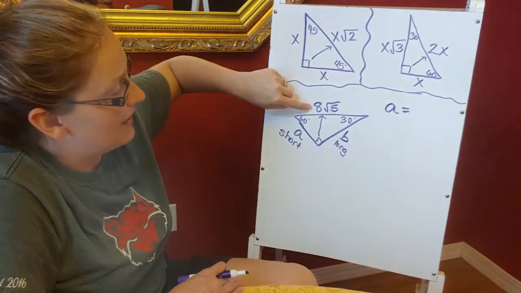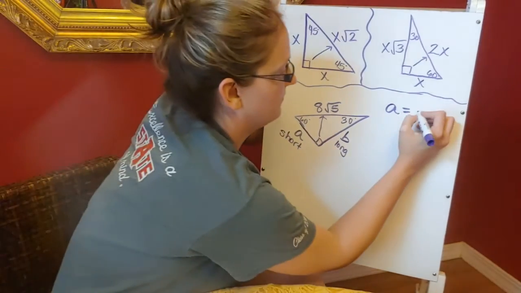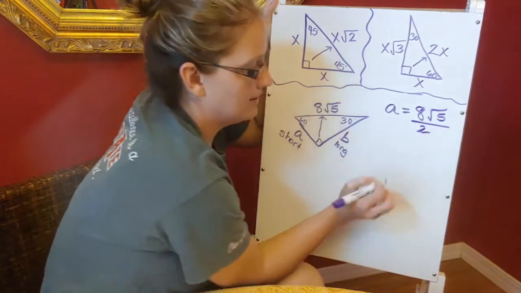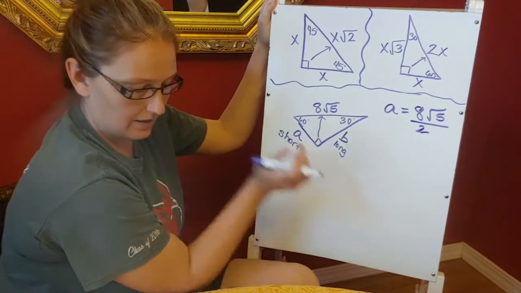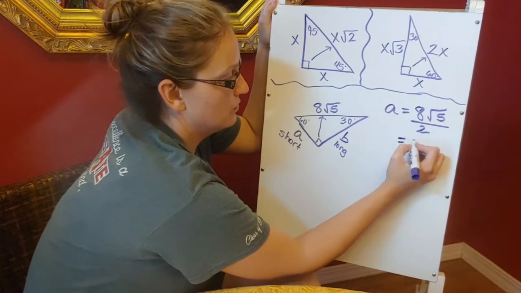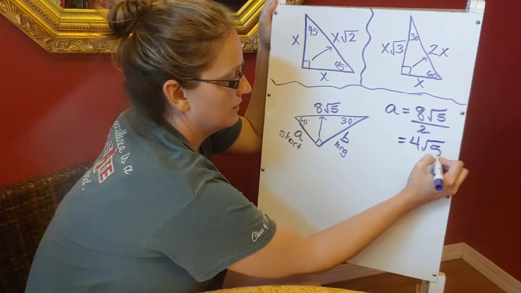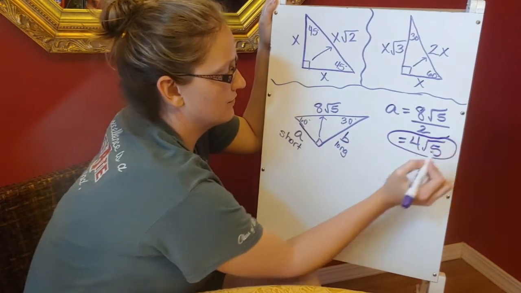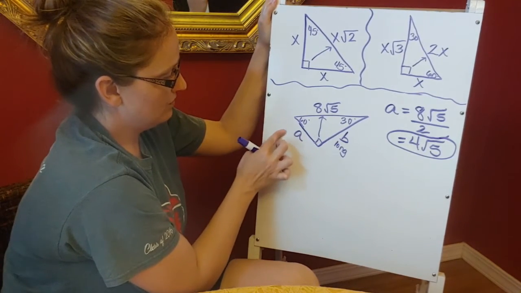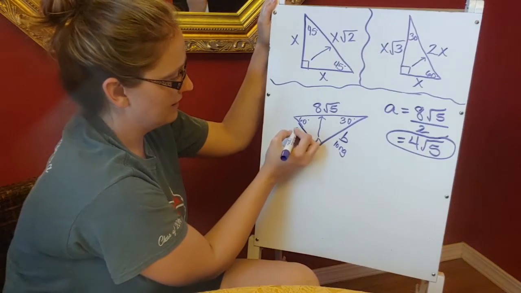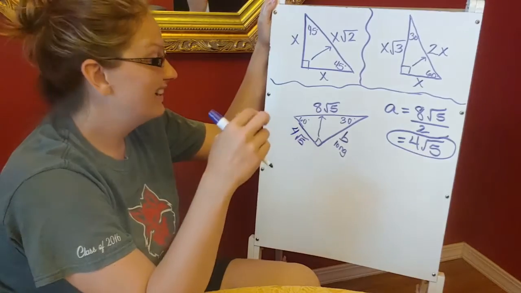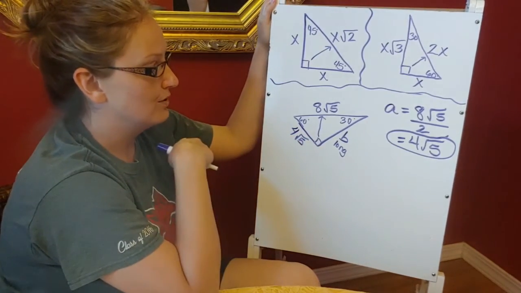So I'm going to take my hypotenuse length here, 8 square root of 5, and I'm going to divide it by 2. Oh, excuse me. So 8 divided by 2 is 4 square root of 5. So there is my answer for A. A is 4 square root of 5. And if it helps you, write that in right here. It's okay to do that. So my short leg is 4 square root of 5.